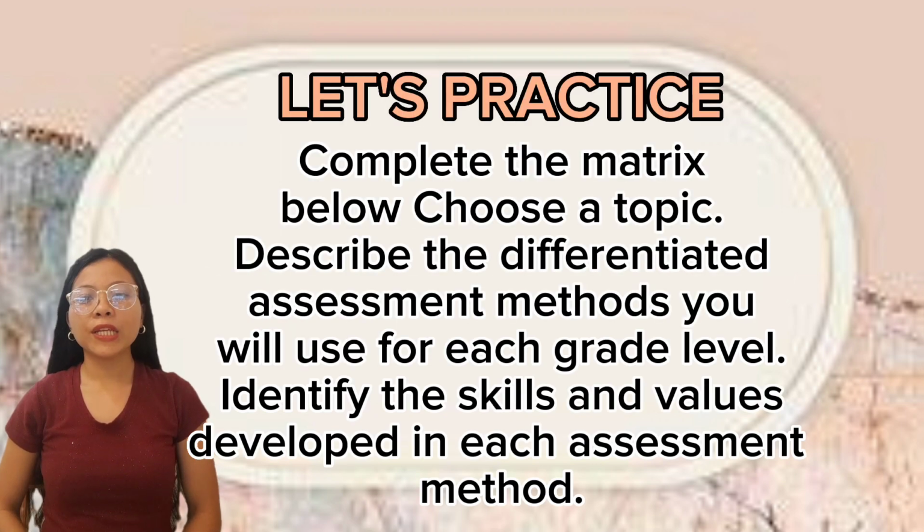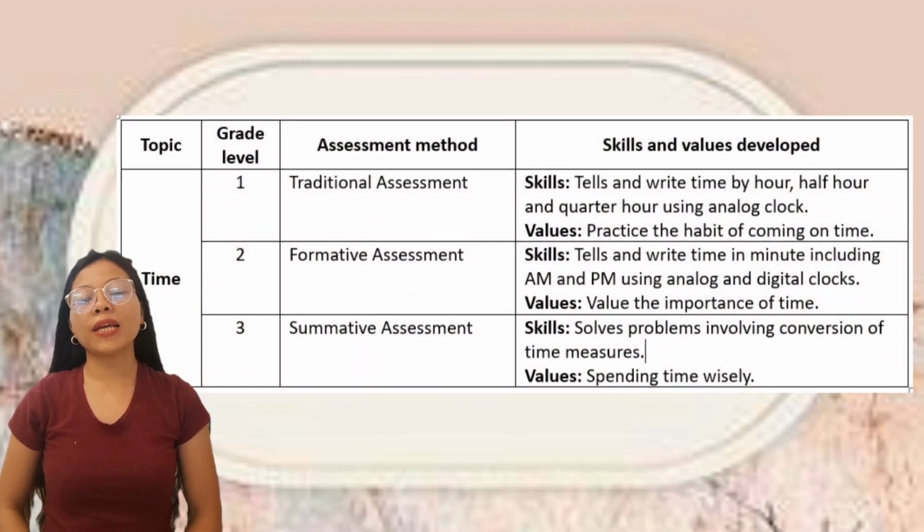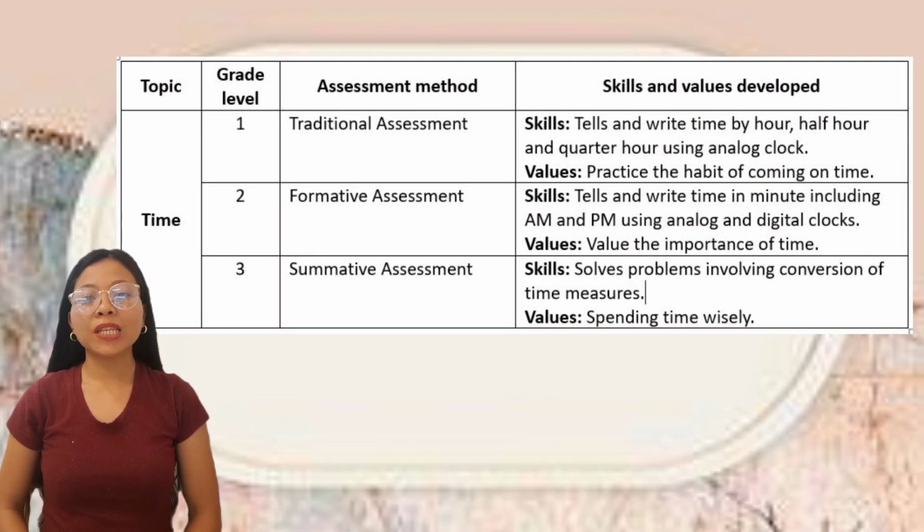The topic that I chose for grades 1, 2, and 3 is time, in the subject mathematics, which is in spiral progression. For the assessment method, I chose traditional assessment for grade 1, like paper and pencil tests such as multiple choice and matching type, where they can develop the skills of telling and writing time by hours, half hour, and quarter hour using an analog clock, with the value of practicing the habit of coming on time.